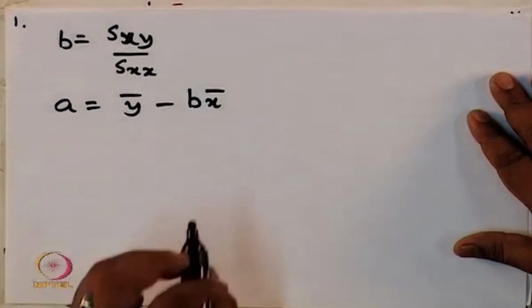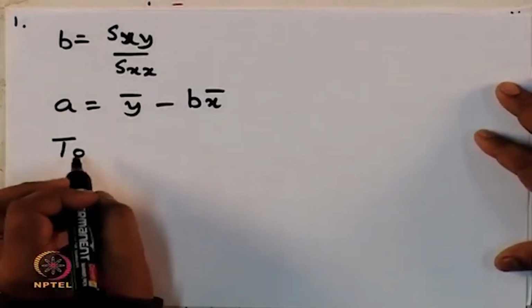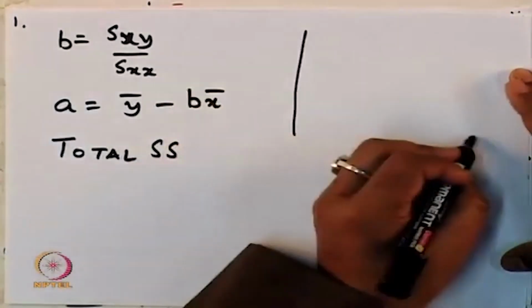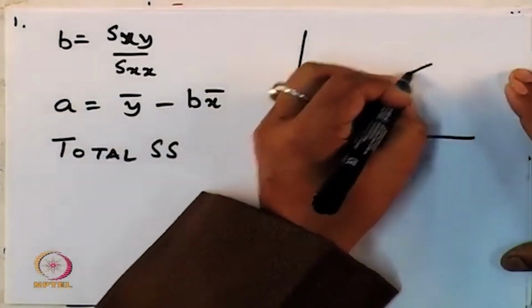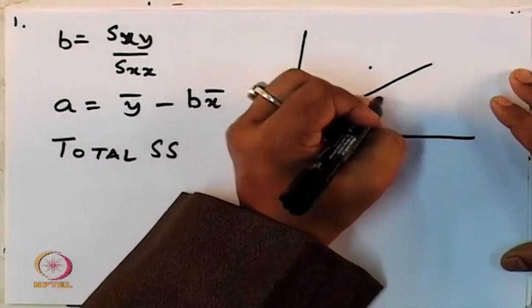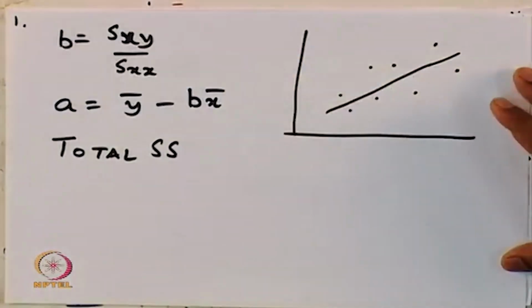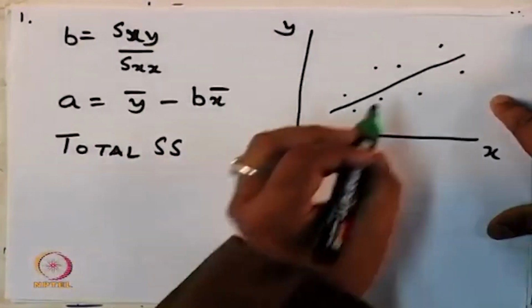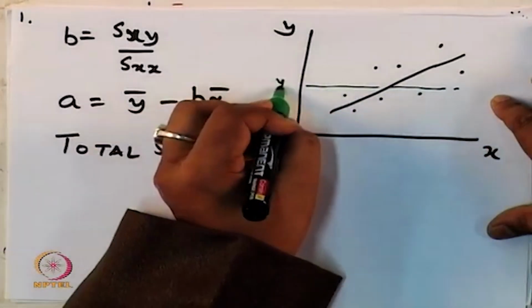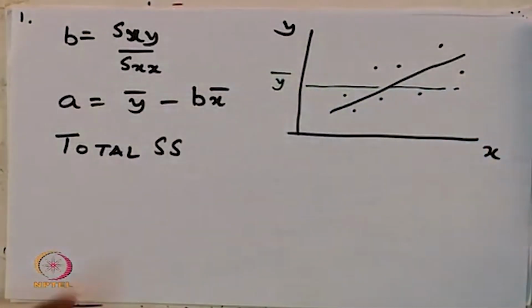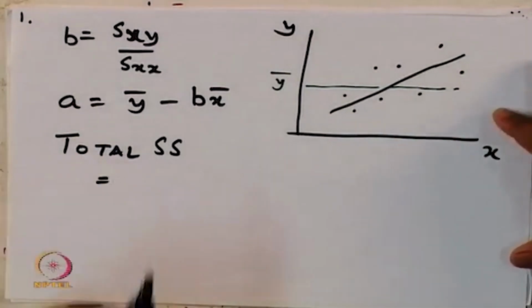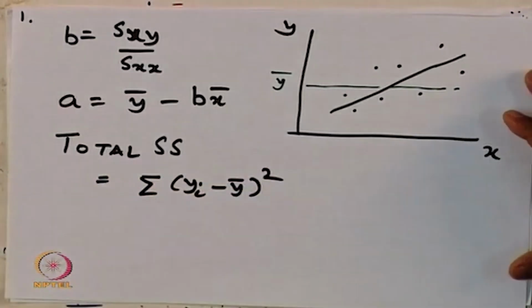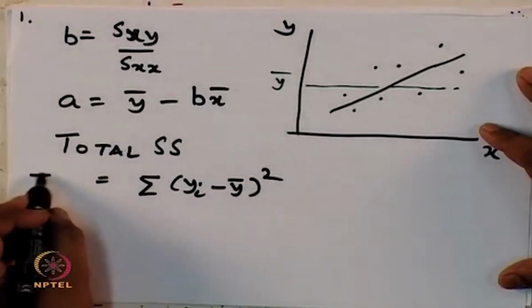So, my total SS, or total sum of squares. Again, let me draw. You have this line, and you have these points. This is your x, this is your y, and let us assume that when you do your averaging, this is your y bar value. So, your total sum of squares is going to be the deviation of these y values from y bar. In ANOVA, this is your TSS value.